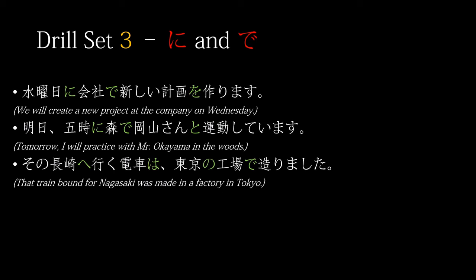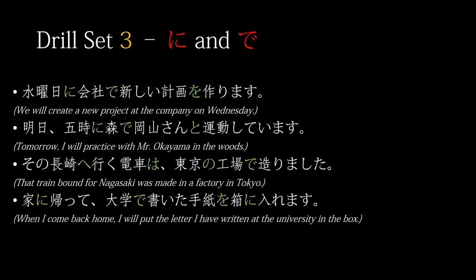So once again, e is showing here the destination. After that, wa is performing its main function, and that is to mark the topic of our sentence. No is here used to establish ownership, and de to show where a certain action has taken place, and that is the transitory verb tsukuru, or in this case to construct, to build.